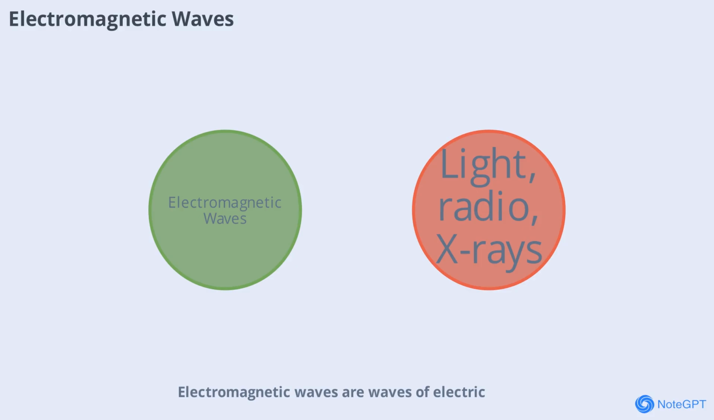Electromagnetic waves are waves of electric and magnetic fields that travel through space. Light, radio waves, X-rays, and microwaves are all examples. These waves are essential for communication, medical imaging, and many technologies. Understanding electromagnetic waves helps explain how information travels wirelessly and how we see the world around us.